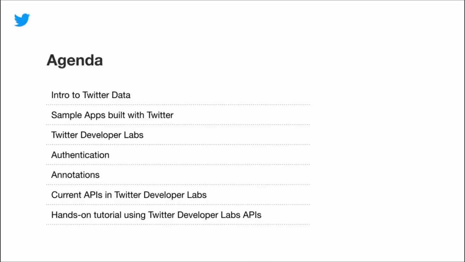So let's take a quick look at the agenda for the workshop. I'll try and keep it really short and focus more on the hands-on side of how you actually use the APIs. But before that, we'll first talk briefly about what Twitter data is, and what are some of the cool apps that people have built with Twitter APIs, so that those can inspire you in your hackathon. Then we'll also take a look at what Twitter Developer Labs is, and we'll look at how the authentication mechanism works for Twitter Labs, and we'll learn about other concepts like tweet annotations as well.